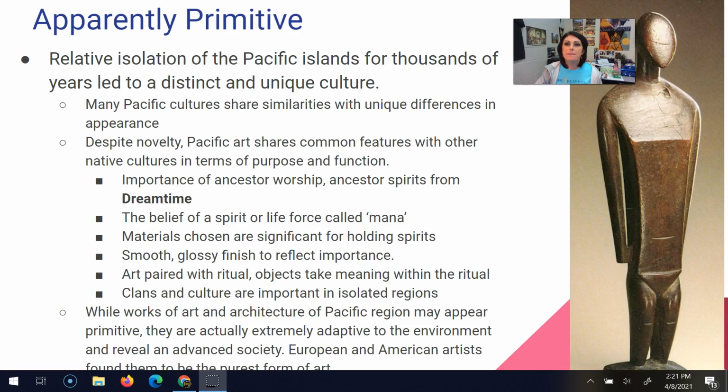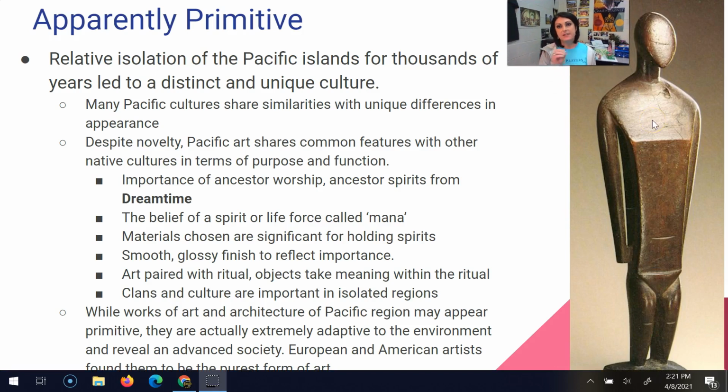All right, so one of the big misconceptions, and I've discussed this with Africa before as well, is that when people arrived to areas like Africa or Oceania, they made this horrible, horrible mistake of thinking that different from their art means bad.